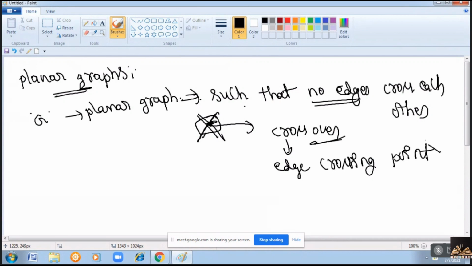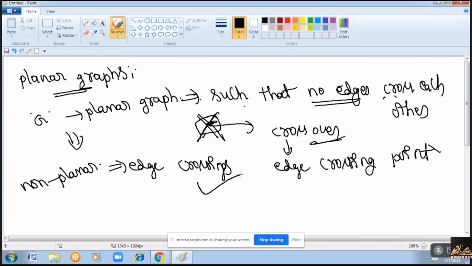Okay. Opposite to this is the non-planar graph. If a graph is drawn such that there are edge crossings in it, then we'll say that it is non-planar. If there are no edge crossings, then it is a planar graph.